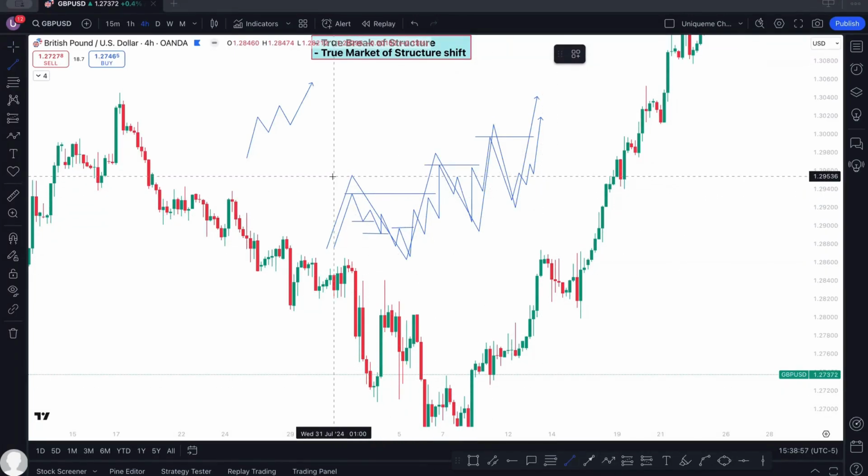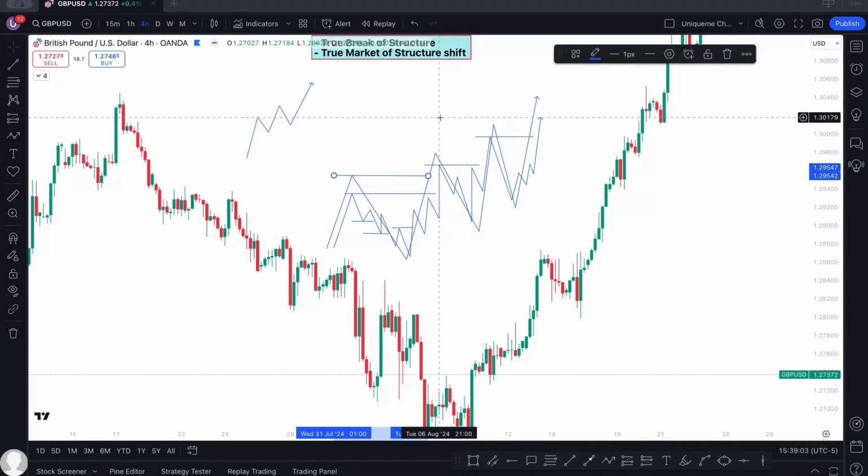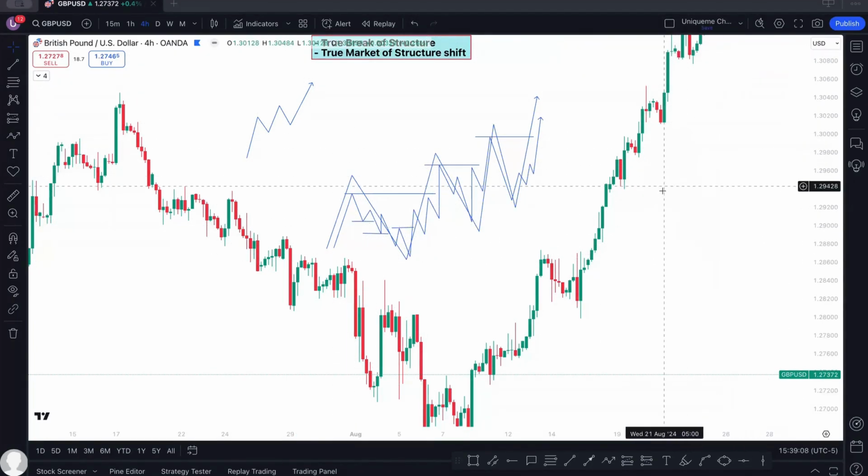I hope I don't get you guys confused. Please do not get confused at all. An overall range here, market created an overall range. Can you see that? But internal range was being created for an overall range to be created.